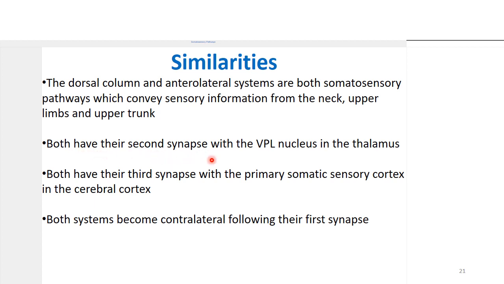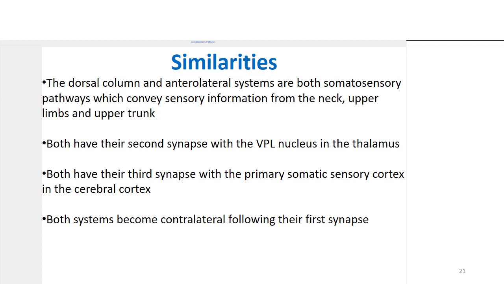Both have their second synapse with the ventroposterior nucleus in the thalamus. Second synapse. The first synapse may be in the dorsal horn or in the medulla, but the second synapse is always in the thalamus. Both have their third synapse in the somatosensory cortex, in the cerebral cortex. These are the similarities. And both systems convey their sensations contralaterally after their first synapse. So these are the similarities between the two systems, the anterolateral system and the dorsal column medial lemniscus system.